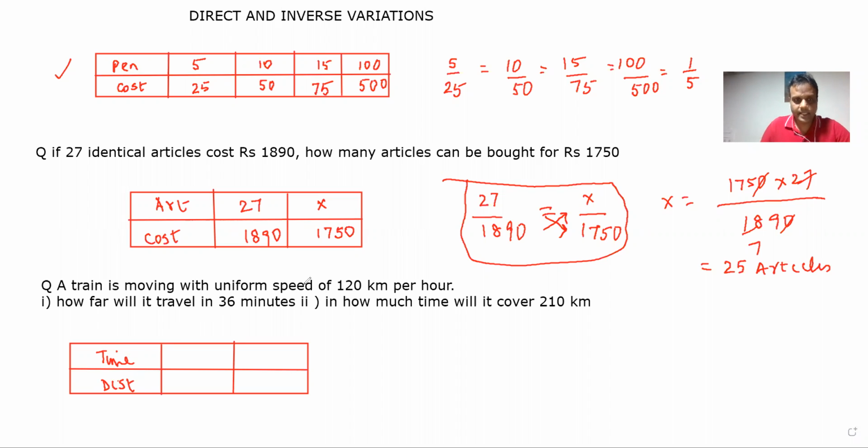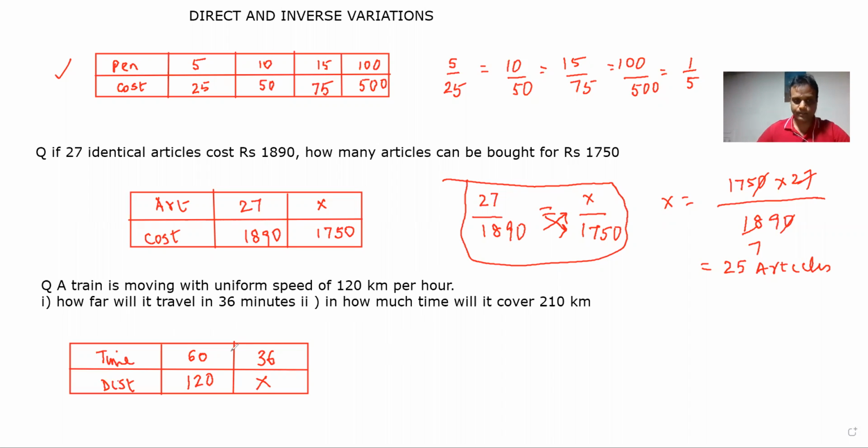In the first case, it says that a train is moving with uniform speed of 120 kilometer per hour. So time is 60 minutes. I have to convert into minutes because the question asked is in minutes. The question given has a variable in minutes. So in 60 minutes, the train travels 120 kilometers. How far will it travel in 36 minutes? So 36 is given. It is asking how far will it travel, which means the distance. I don't know. I am assuming it as x.